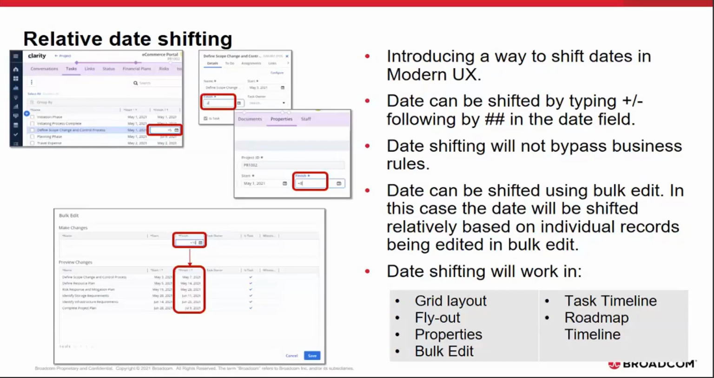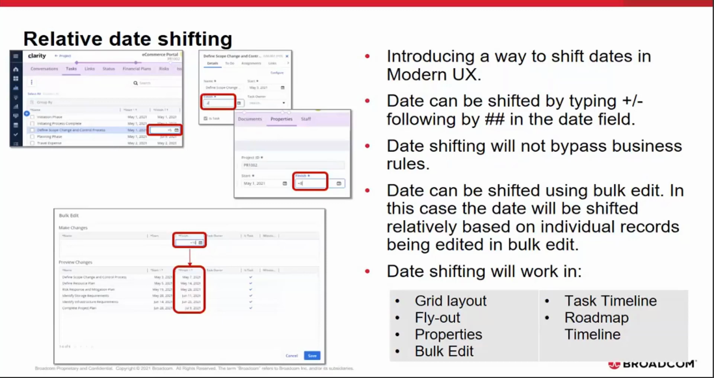So if I do +5 to move a specific date, then it'll move the date by 5 days. If I type -5, then it'll pull back the date by 5 days. The date shifting will not bypass any business rules.